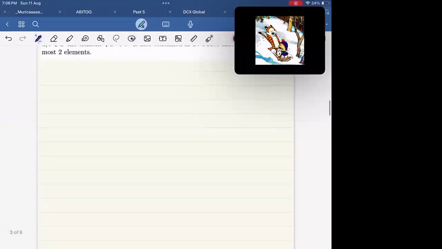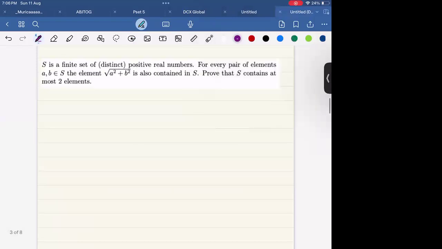So let's say X is the max. So let's say the set is finite, for the sake of contradiction.